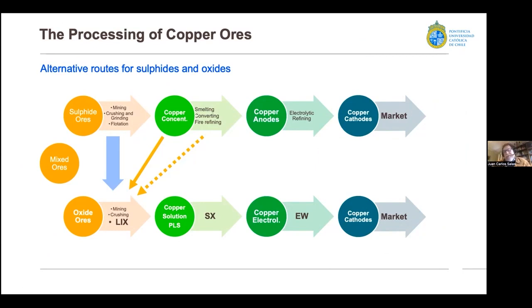Another aspect that is worth noting is that while in the sulfide ore route you can have intermediate products or byproducts like molybdenum concentrates, or you can sell concentrates, or you can sell anodes, in the case of the oxide line, there is no such option. It goes straight from oxide ores to copper cathode, and it's very rare to find intermediate byproducts.